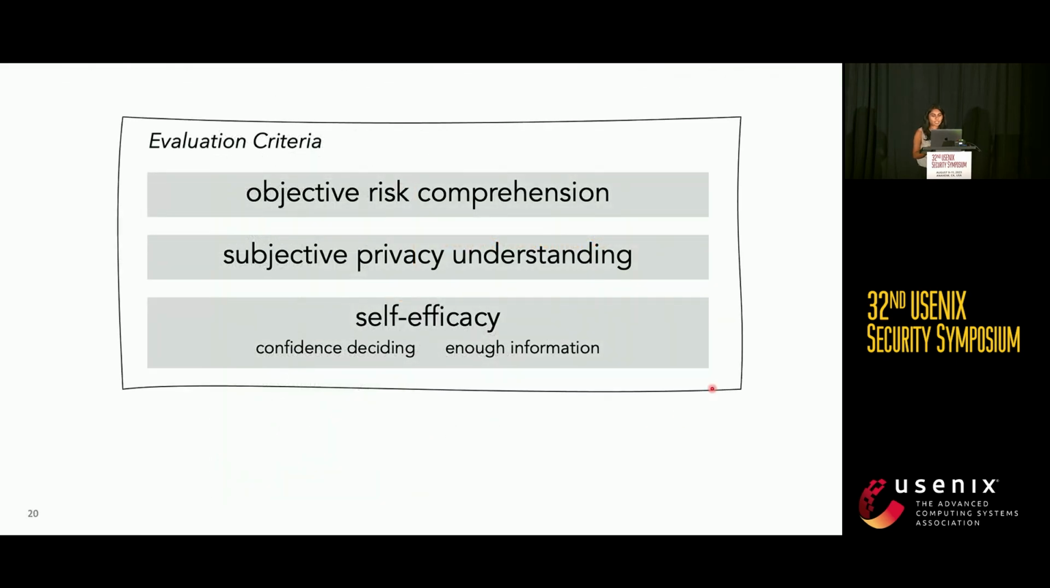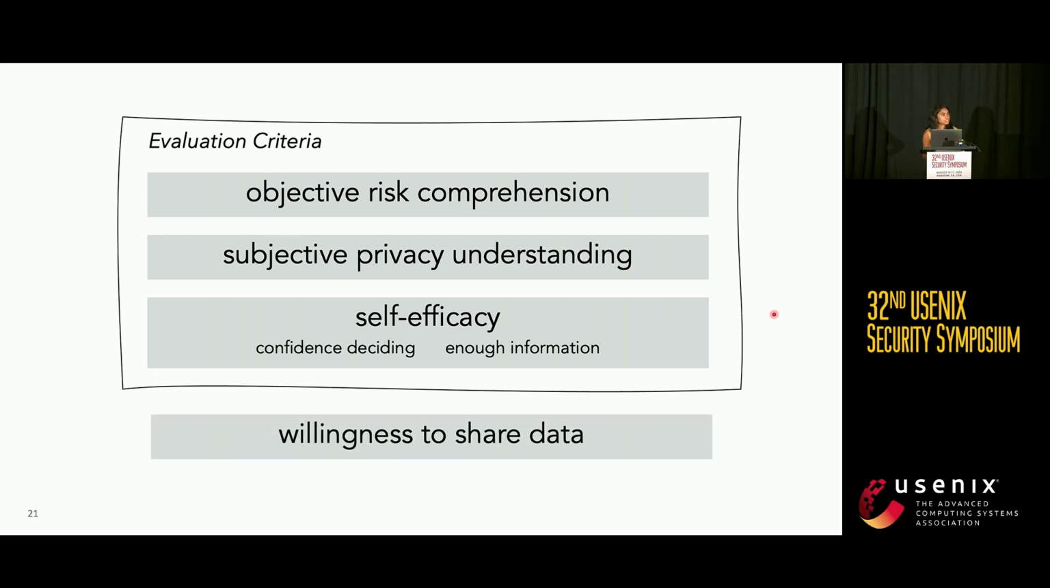So in evaluating our explanations to see whether or not they're any good, we return to what we earlier defined as a good explanation. A good explanation should, 1, increase objective risk comprehension, 2, increase subjective privacy understanding, and 3, increase self-efficacy.